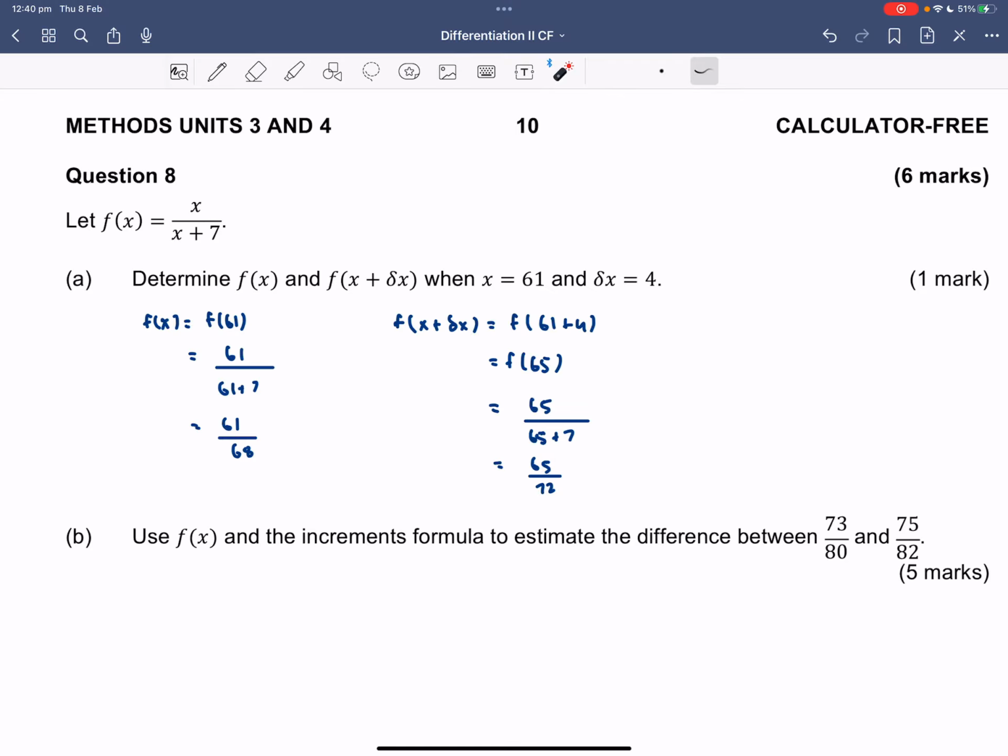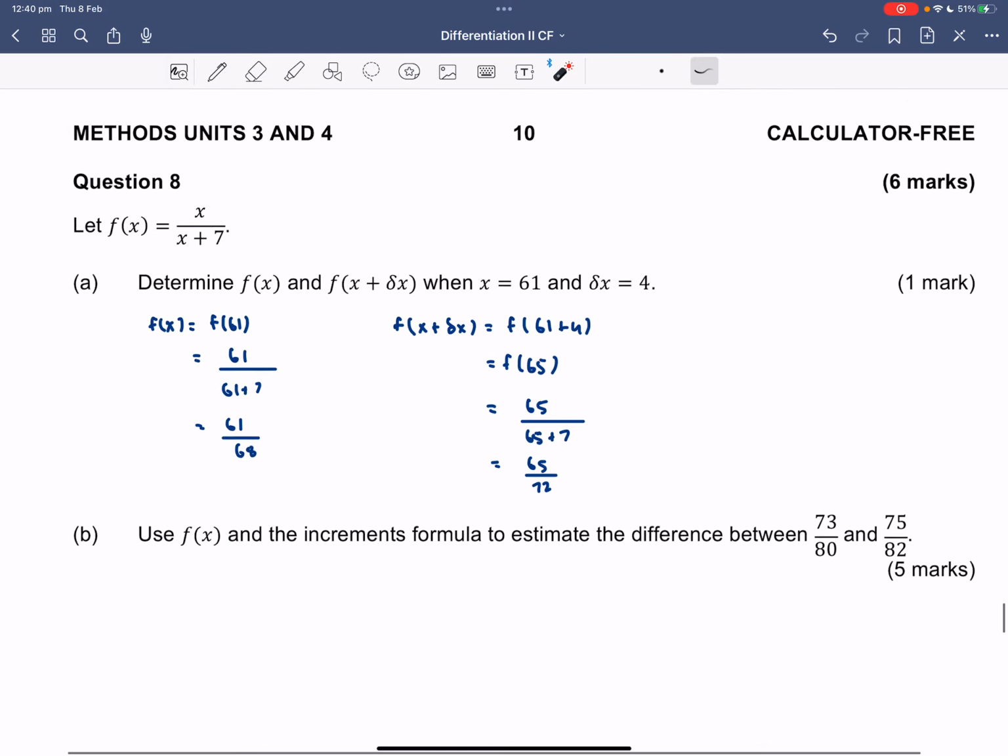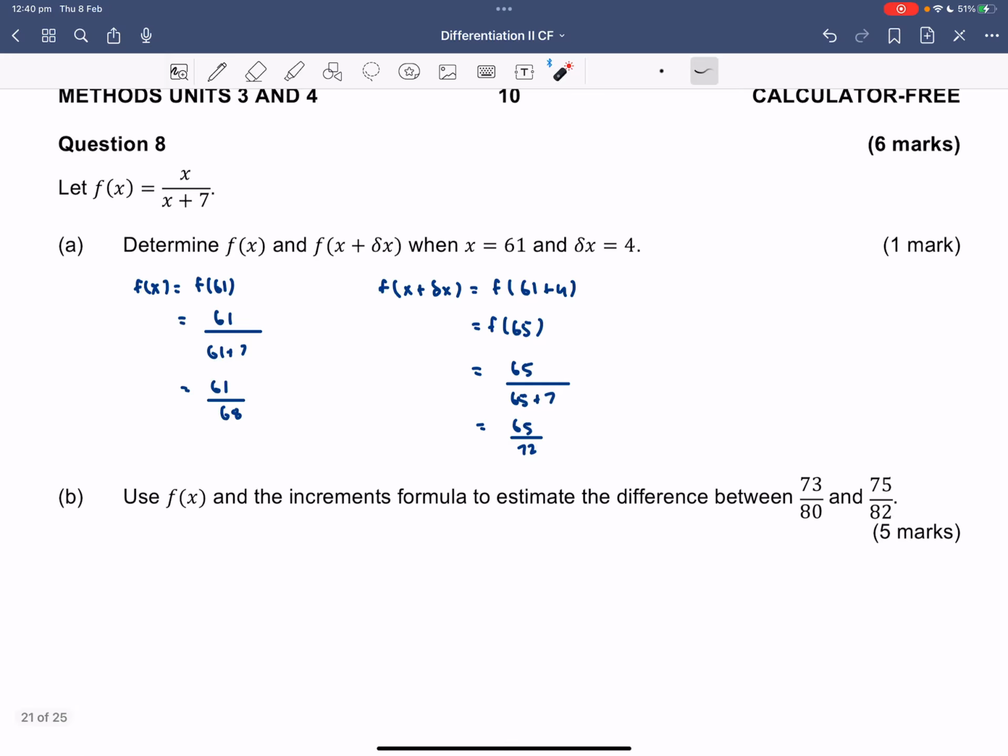Now, part B is a tricky one. I hope everyone's paused and tried it once by themselves. Now, they want us to use the function and the increments formula to estimate the difference between these two. The first thing I think is, well, surely part B is related to part A. But then this and this look nothing like that and that. So it turns out part A doesn't really help.